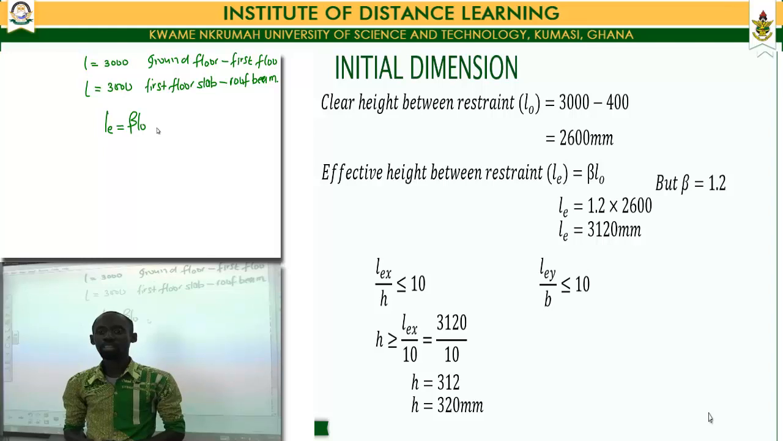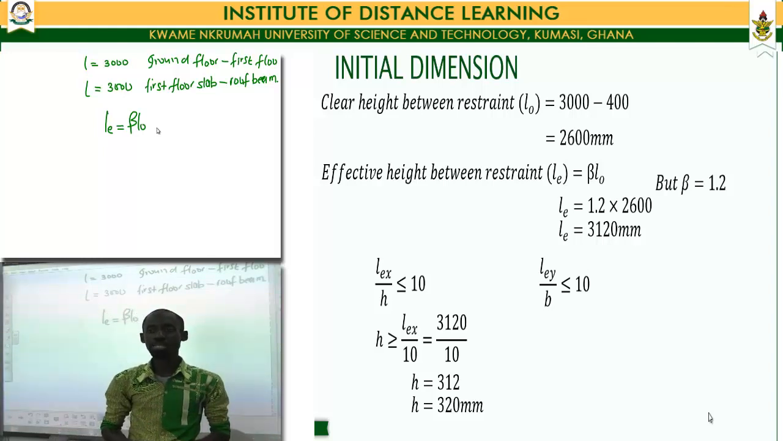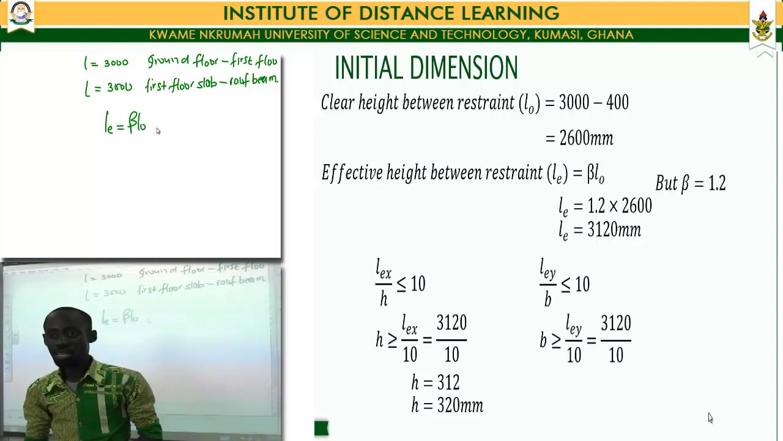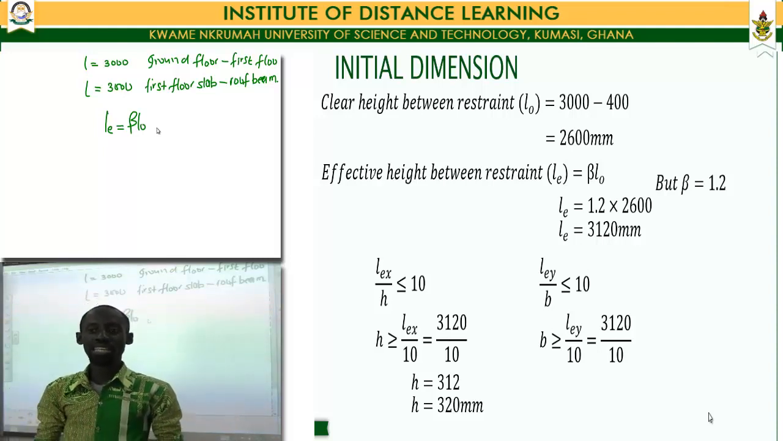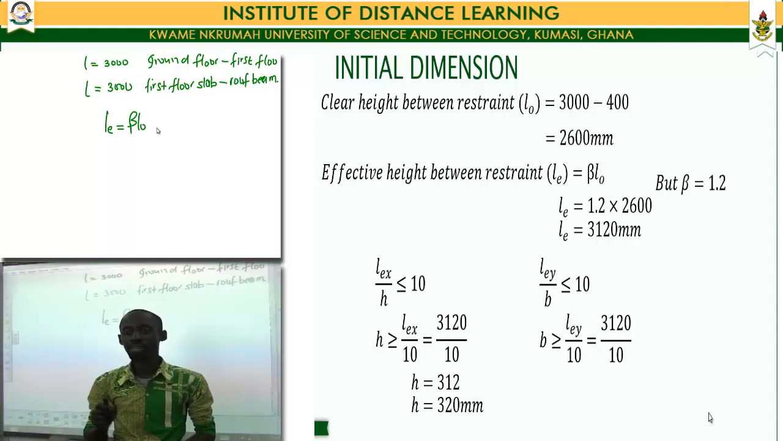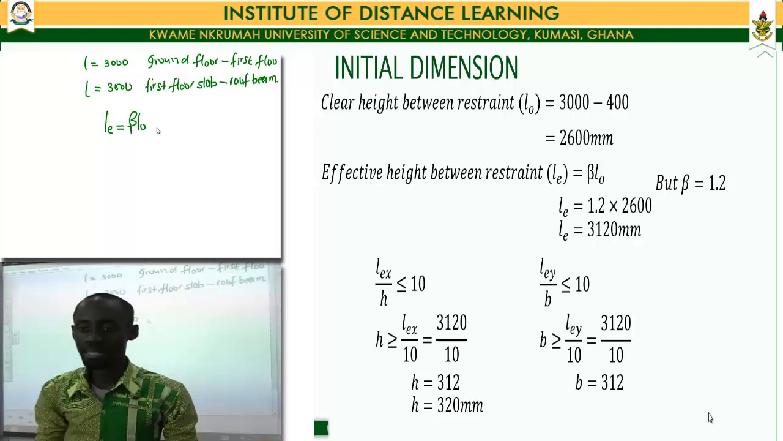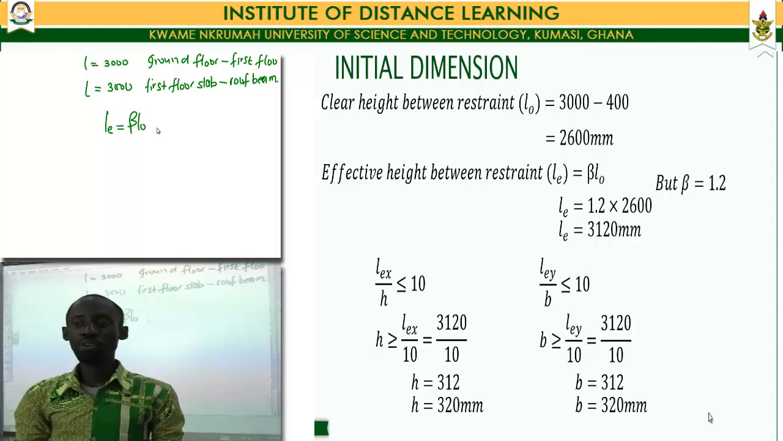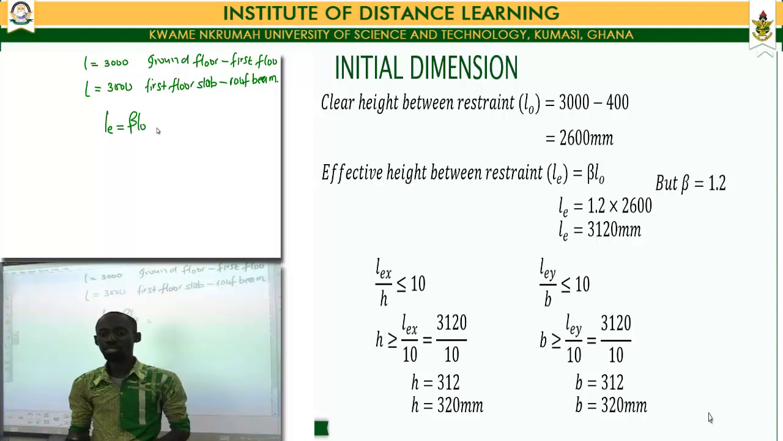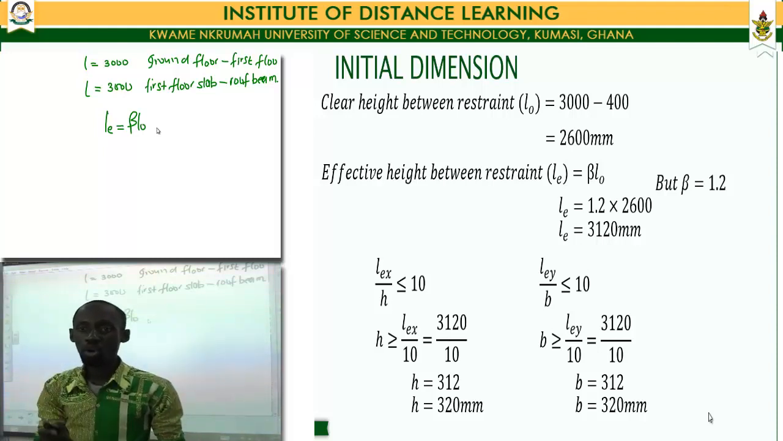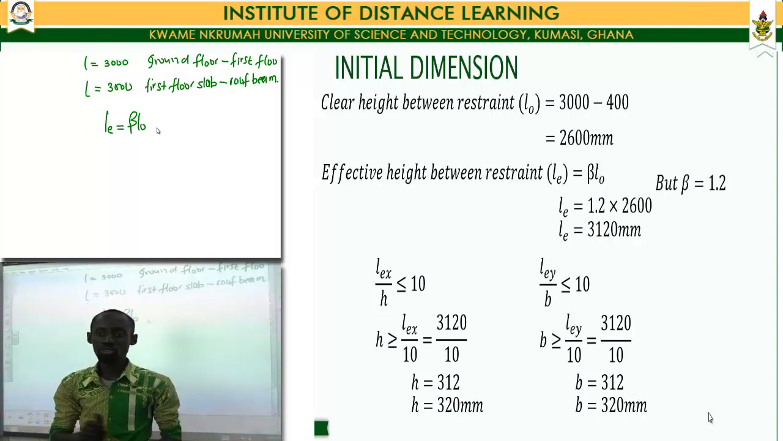320 millimeters. Now, if I move to my Y plane, my LEY over B should also be less than or equal to 10. Again, by the same inequality, my B value should be greater than my LEY over 10, in which case it is equal to my 3120 divided by 10. That would also yield a B value of 312, which can also be approximated to 320 millimeters. Meaning that if I pick my column at the first floor level, it has a dimension of 320 by 320 millimeters.